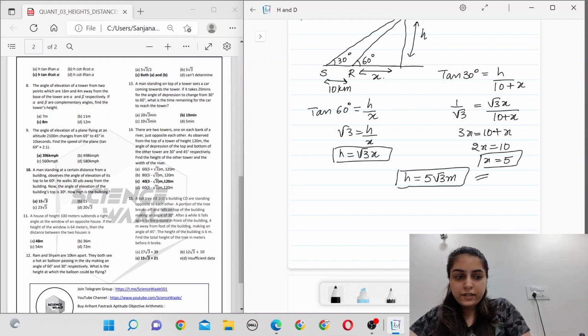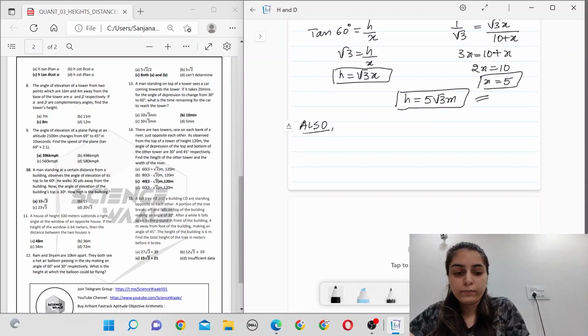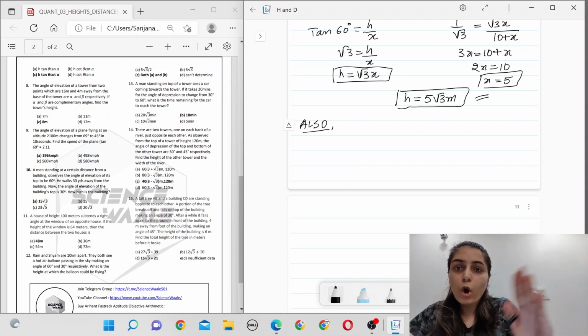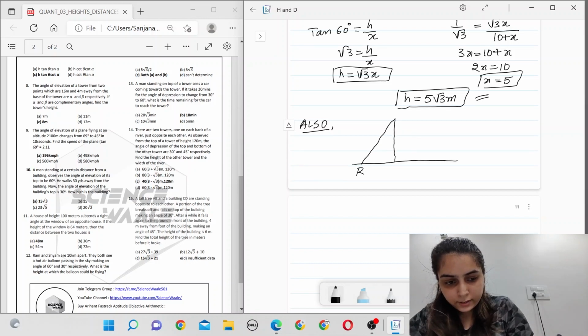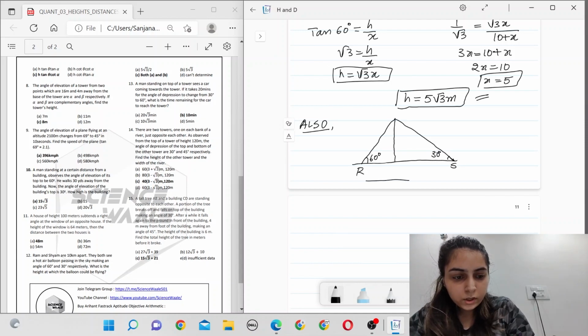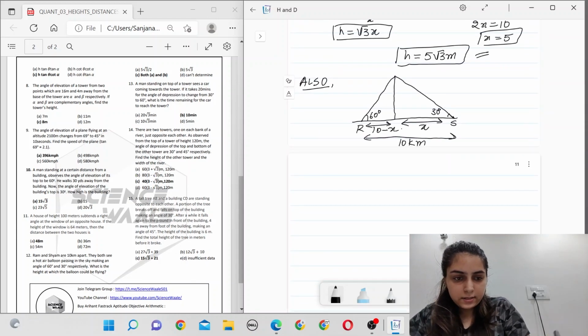So this is one way, and also there could be another way of doing this same problem, and that is if Ram and Shyam are at opposite sides of the hot air balloon. So this is the hot air balloon. Let Ram be here making an angle of 60 degrees and Shyam be here making an angle of 30 degrees. They have given that the total distance between Ram and Shyam is 10 kilometers. Let this distance between the hot air balloon and Shyam be x. So automatically this is going to be 10 minus x.